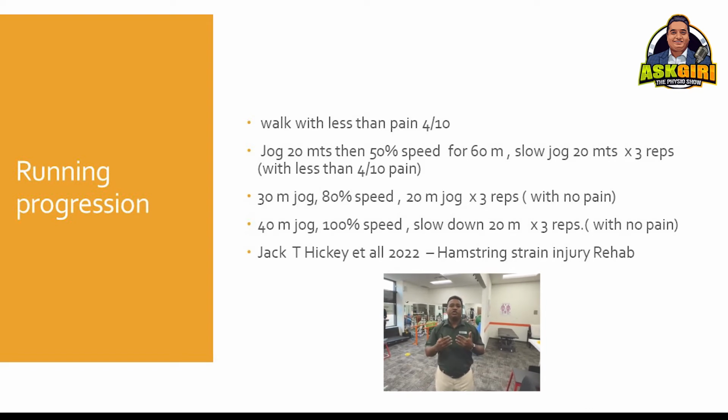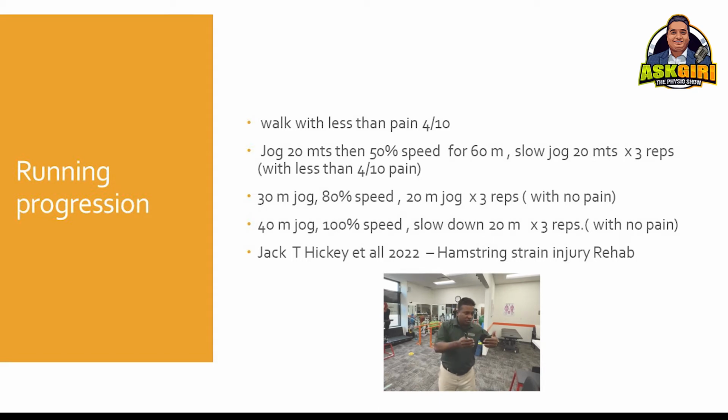So basically you jog first, you jog for about 20 meters, then increase your speed to 50% more, and then run, and then come back to the slow jogging again.